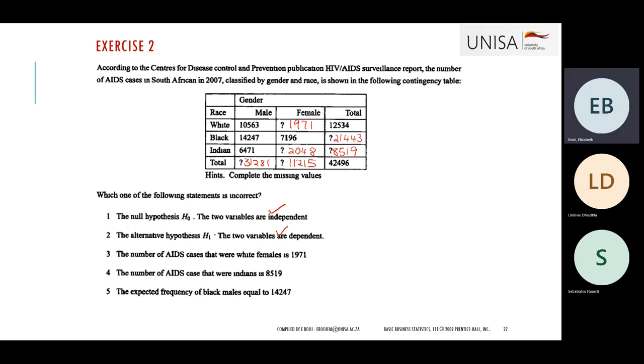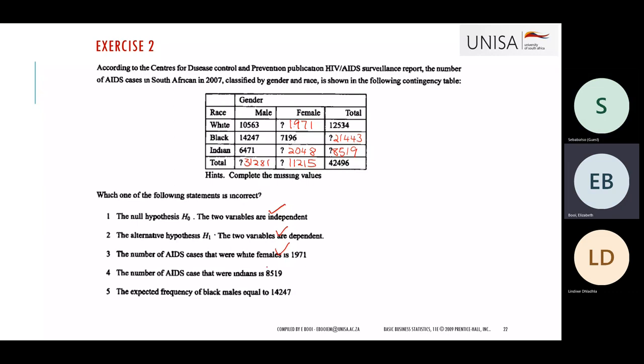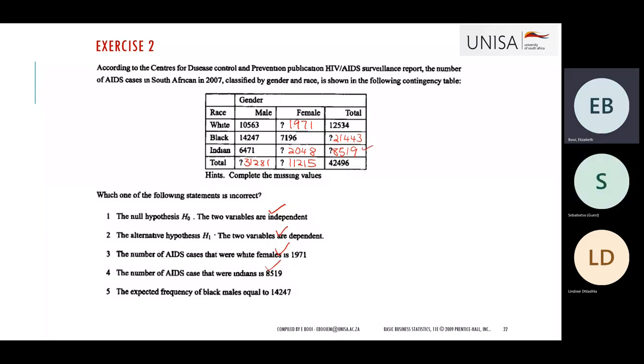The number of cases that were white female is 1971. Is that true? Yes, it is. The number of AIDS cases that were Indians is 8519. Is that correct? Yes, it is, because it is that one.